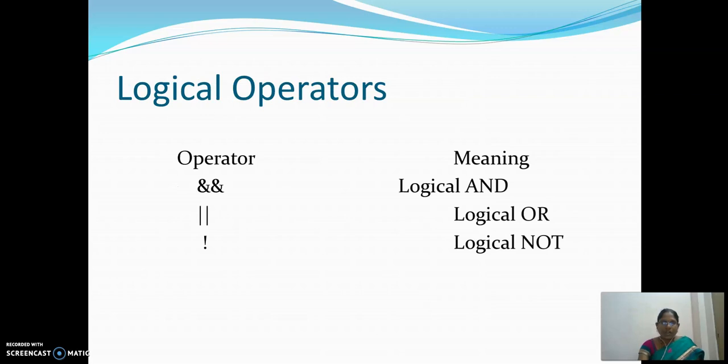The third operator is the logical operator. Here you are going to have 3 operators: double and, double or, and not. Whenever you have the ampersand symbol twice, it is called your logical AND. If it is the pipe symbol twice, then it is your OR. If it is the exclamation mark, then it is called your logical NOT.